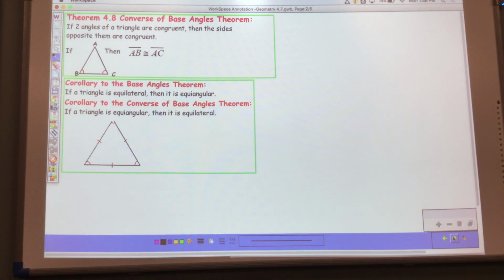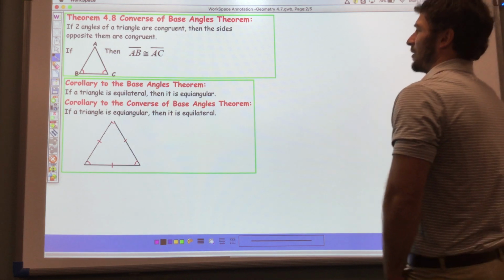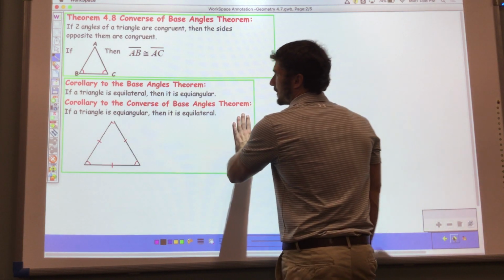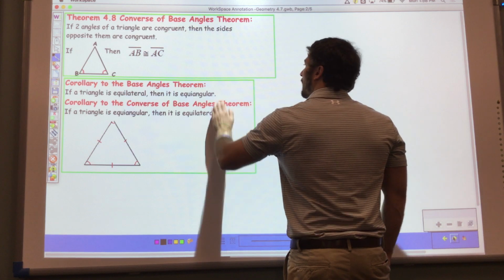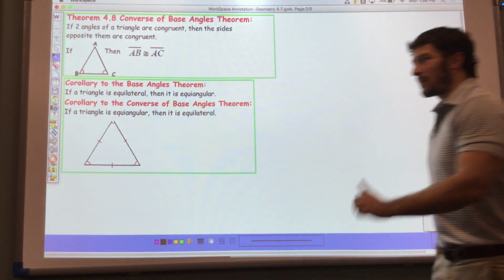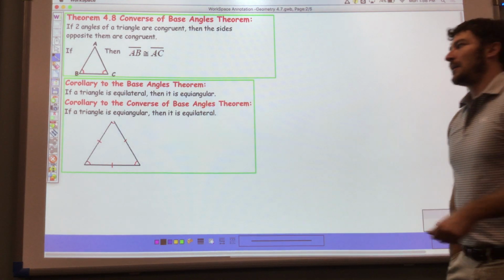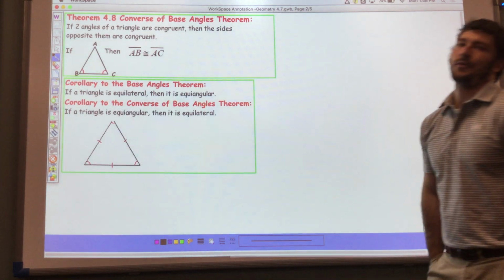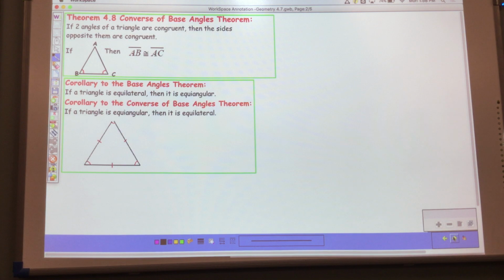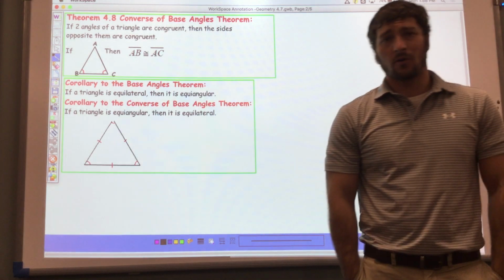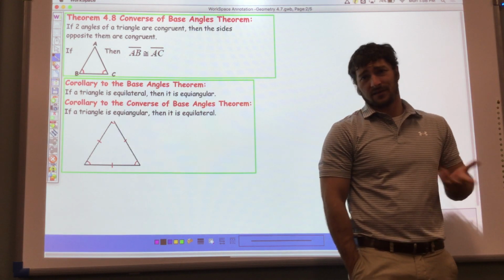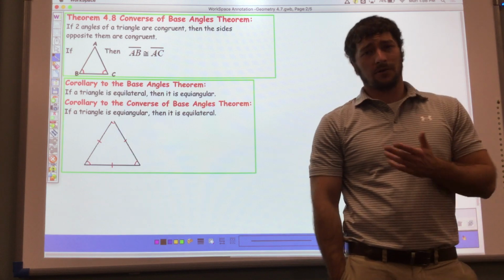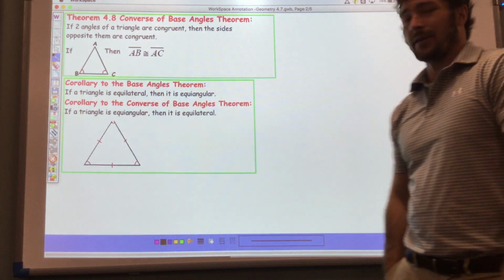And then we have a couple of corollaries that go along with your base angle theorem and its converse. The first one says if a triangle is equilateral, then it's equiangular. The second one is the converse: if a triangle is equiangular, then it's equilateral. So anytime you have a triangle that is equilateral, where all the sides are the same, all the angles are going to be the same. And then same thing backwards. If all the angles are the same, then all the sides are the same.